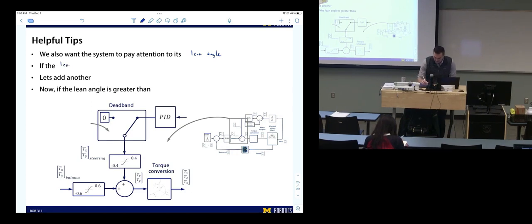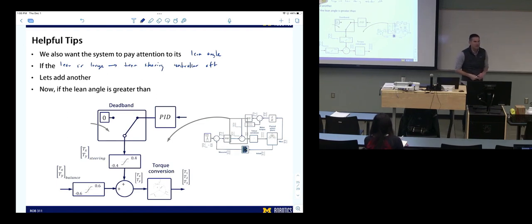If the lean angle is large, turn steering controller off. Okay, so it's leaning. Do you guys know about the maximum lean angle we expect to see? Anybody have any idea there? Was it like 4 degrees? About 4 degrees. So what we want to say is, if our system is leaning at 4 degrees, then it's about to crash. It's about to fall off the ball. And so we want it to do nothing but get back onto its stability. So set the steering controller to zero, let the balance controller take over.